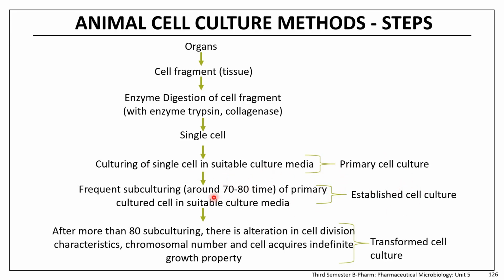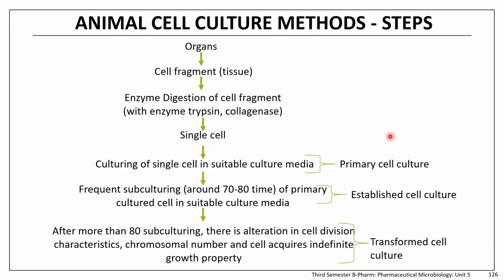Now what will happen after the 70 or 80 times of subculturing? They will alter their cell division characteristics. They will alter their chromosomal number, and they will acquire some property of indefinite growth, an immortal property. That kind of cell is known as transformed cell culture. These cells are transformed from the established secondary culture or primary cell culture to immortal or indefinite cells. So that's why it's known as transformed cell culture.